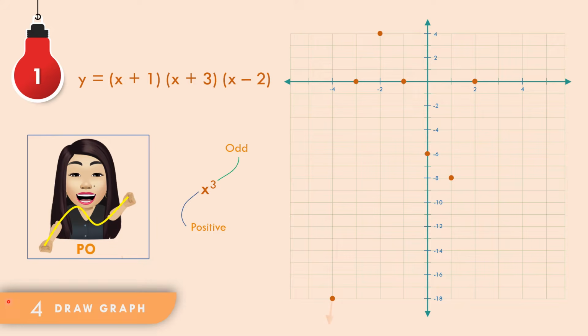So let us sketch the graph. So ganyan yung magiging graph natin if y is equal to x plus 1 times x plus 3 times x minus 2. How many turning points? So as you can see, the exponent is 3 minus 1. So the turning point is at most 2.